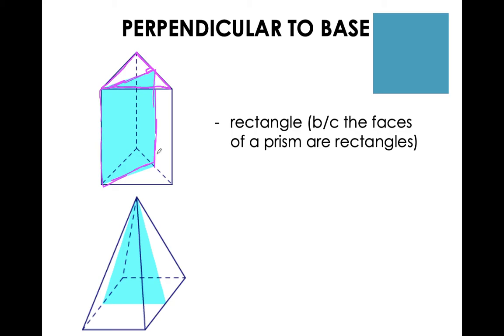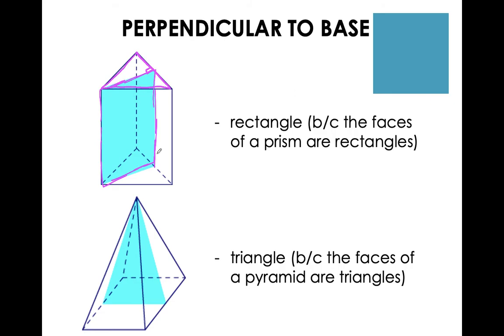So not just this triangular prism, it's going to be a rectangle for any prism because the faces of a prism are all rectangles. And for the pyramid, you're always going to get a triangle since the faces of a pyramid are triangles. So again, that is perpendicular to the base. This is slicing straight through the tip, straight down at a 90-degree angle to the base.